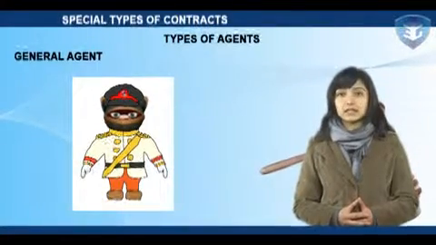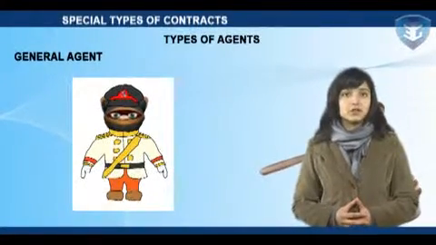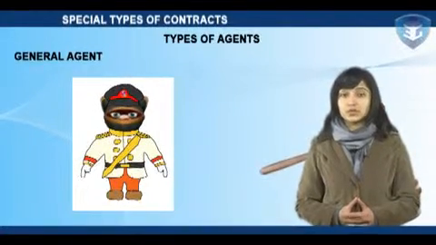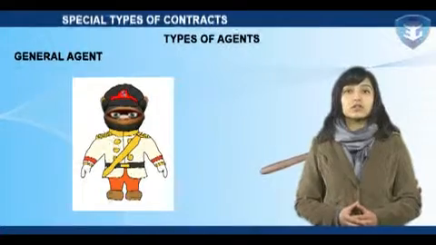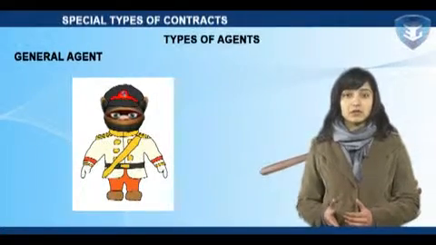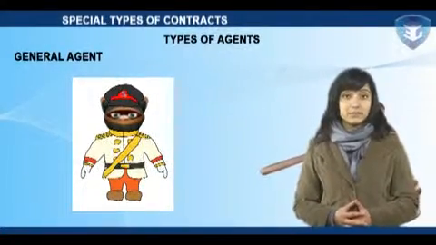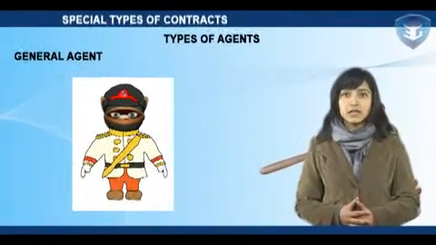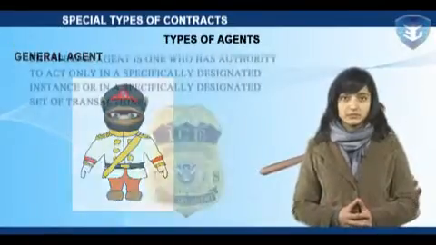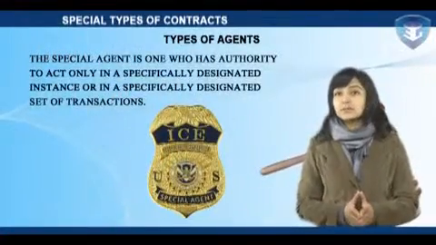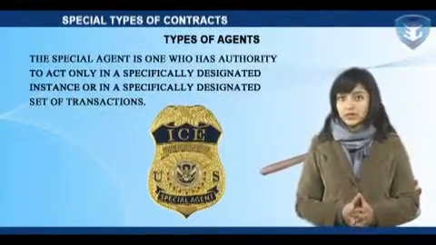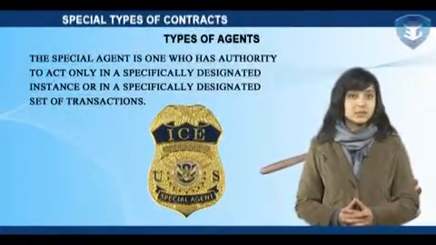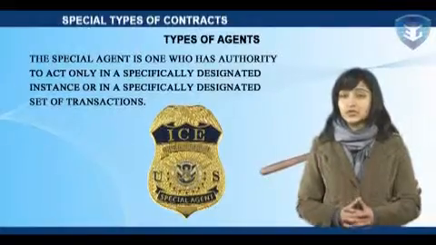One who is designated a general agent has the authority to act in any way required by the principal's business. To restrict the general agent's authority, the principal must spell out the limitations explicitly, and even so the principal may be liable for any of the agent's acts in excess of his authority. Special agent. The special agent is one who has authority to act only in a specifically designated instance or in a specifically designated set of transactions.